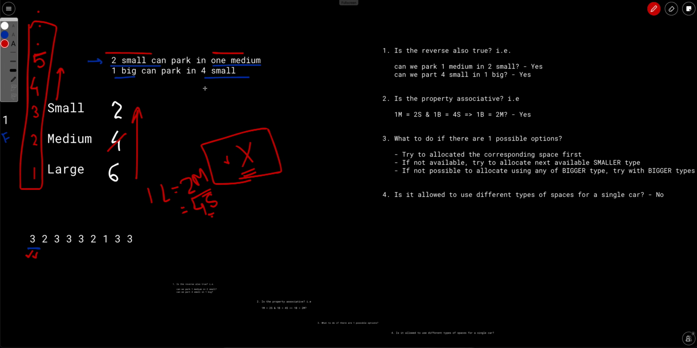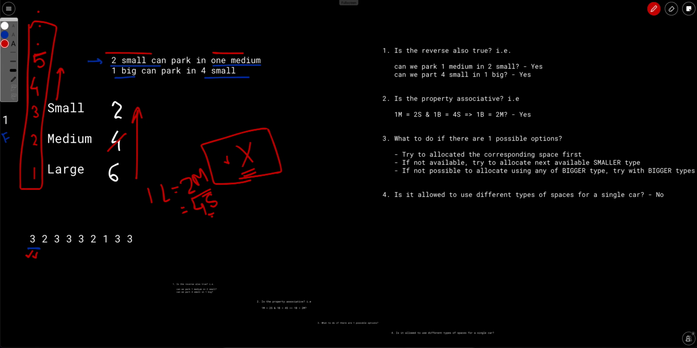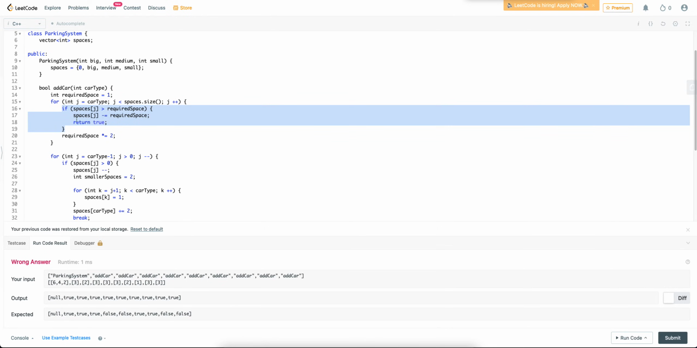So remember that we are not combining any of the smaller cars because of this condition. Okay, so that's why we don't have any other logic here. Otherwise, if this condition is also true, then we have to implement some logic here as well. So I will give you that as an exercise.